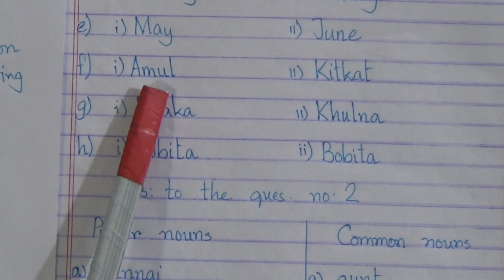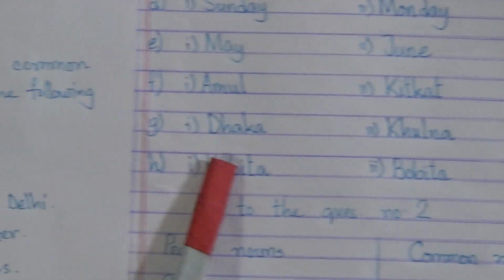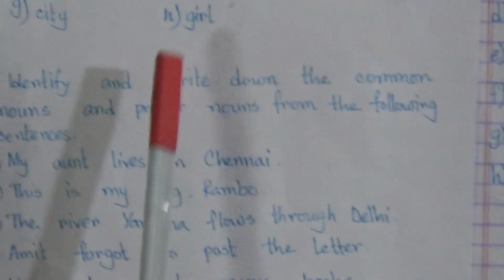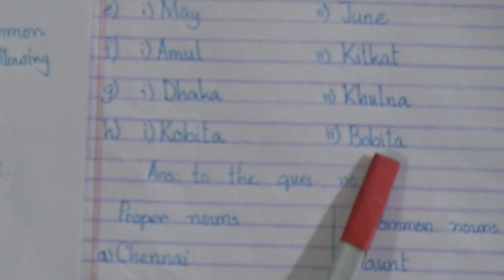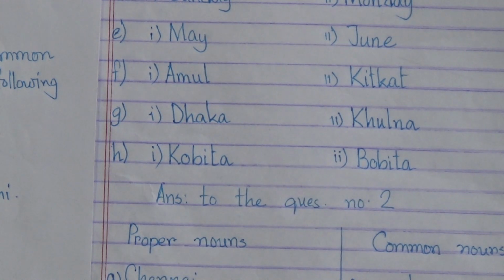Number F, you have to write 2 chocolates' names. You can write Amul, then Kit Kat. Then number G, 2 cities' names. So you can write here Dhaka, Khulna. 2 girls' names. You can write Kobita, Bobita. Okay.